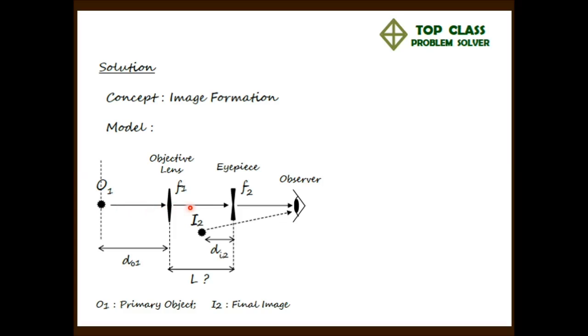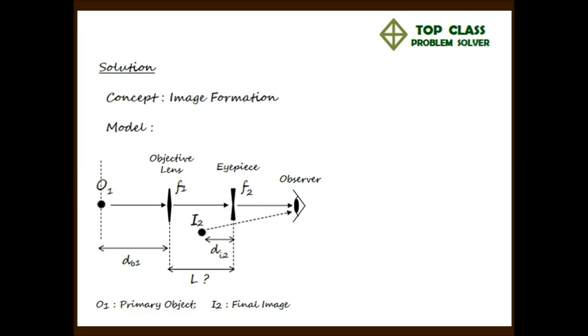First, we'll show the optical path of light. The light travels along a principal axis, starting at the primary object, through the objective lens, then the eyepiece, and then is detected at the observer.